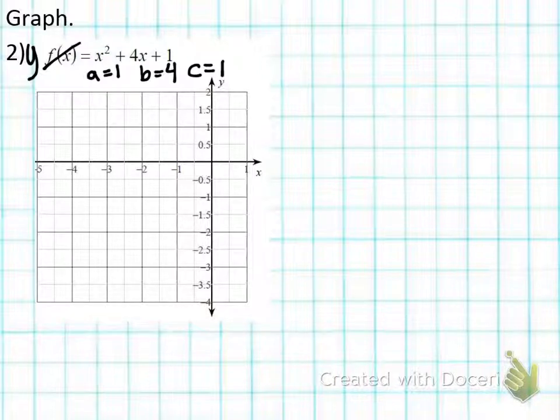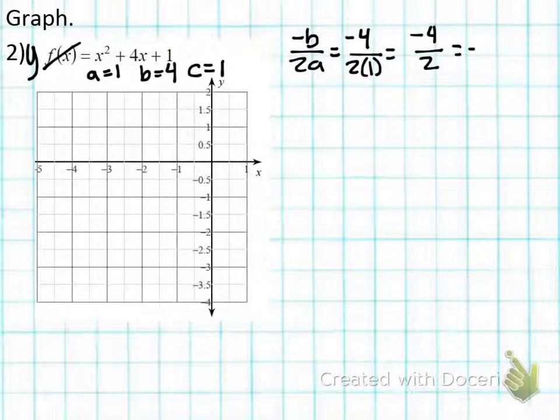Okay, the next thing we're going to do is evaluate negative b over 2a. So negative b over 2a is just going to equal negative 4, right? Plugging in 4 for b, I get negative 4 on top, divided by 2 times a. Instead of a, I'm going to put 1. So that's just negative 4 divided by 2, which is negative 2.